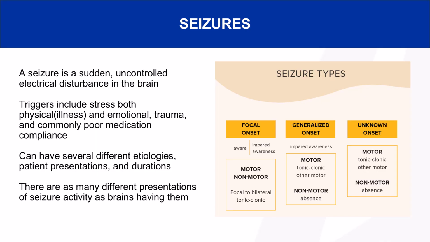A seizure is described as a sudden, uncontrolled electrical disturbance in the brain. Triggers include stress, both physical and emotional, trauma, and commonly poor medication compliance. Seizures can have several different etiologies, patient presentations, and durations. There are as many different presentations of seizure activity as brains having them.